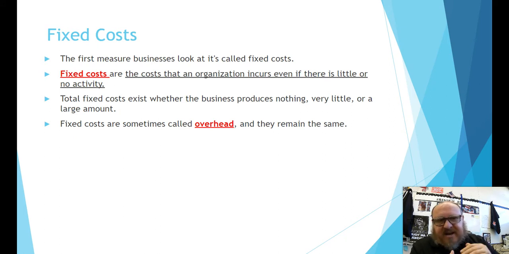So overhead is that first overarching, you must pay these bills before anything else, and these bills never change. So they're your known, they're not a variable, they're not something that's unknown, they're something that you know is going to happen month to month. You know exactly how much they are so that you can budget for it exactly month to month.